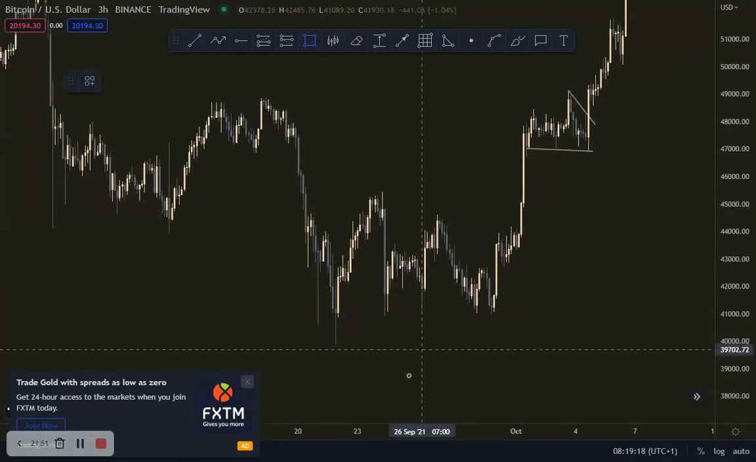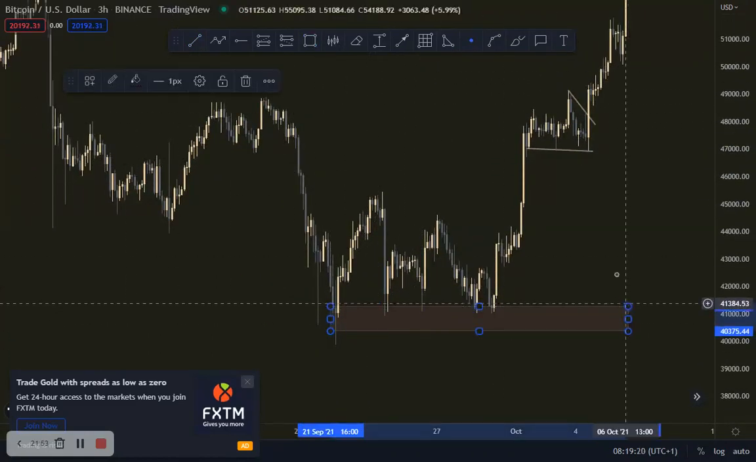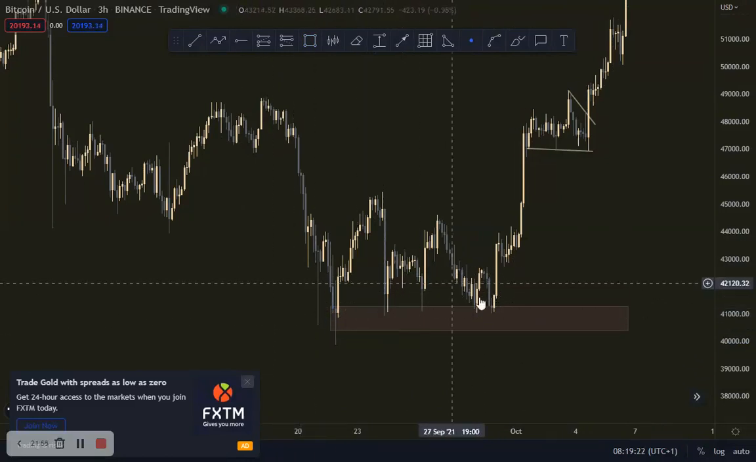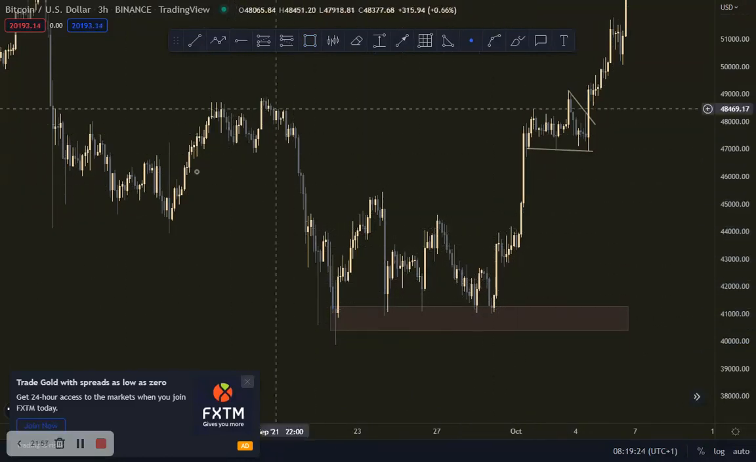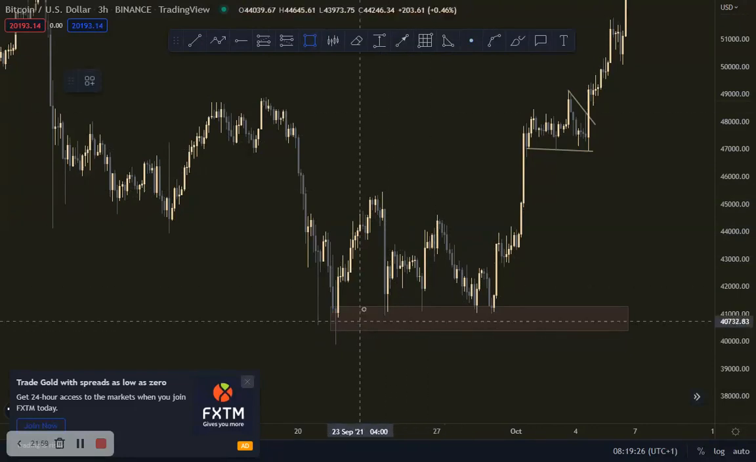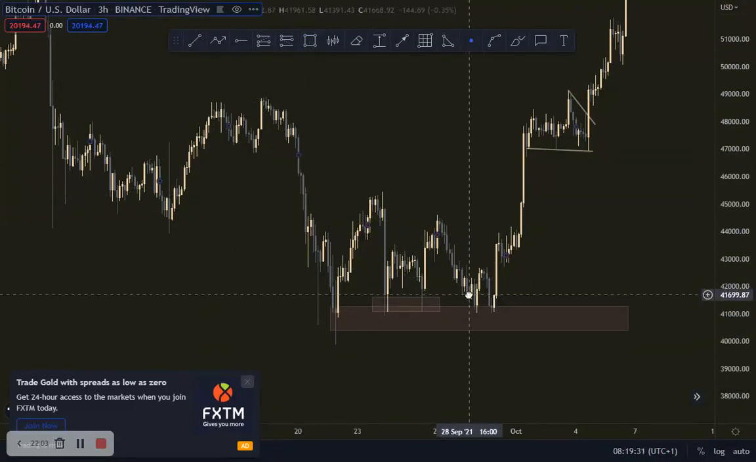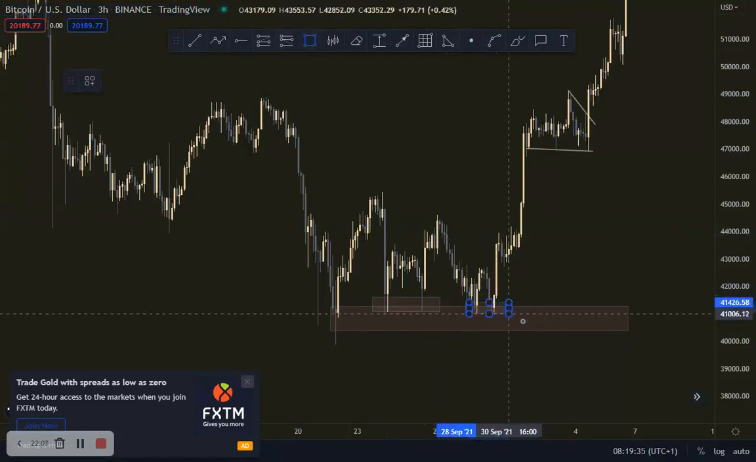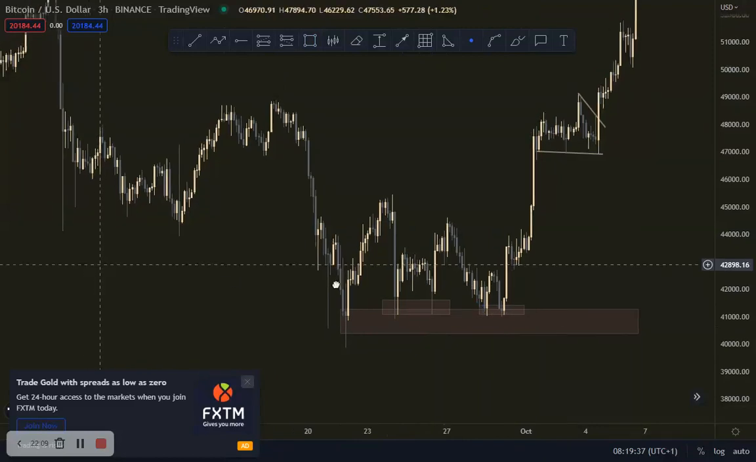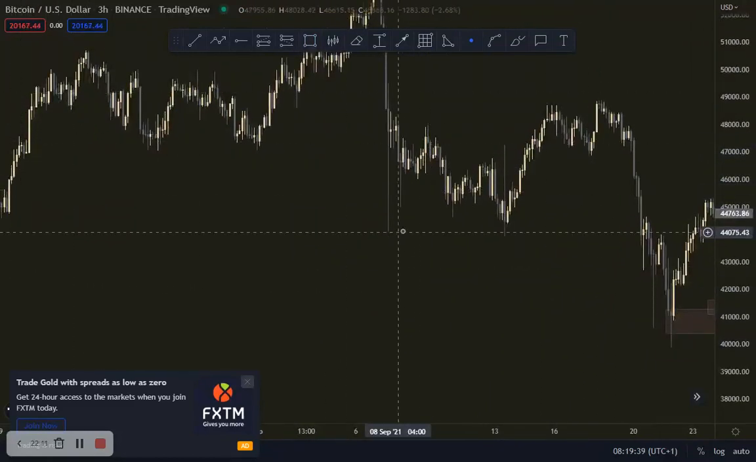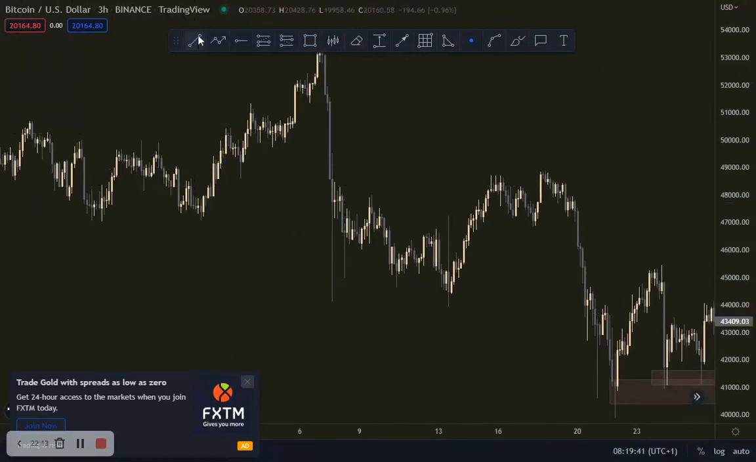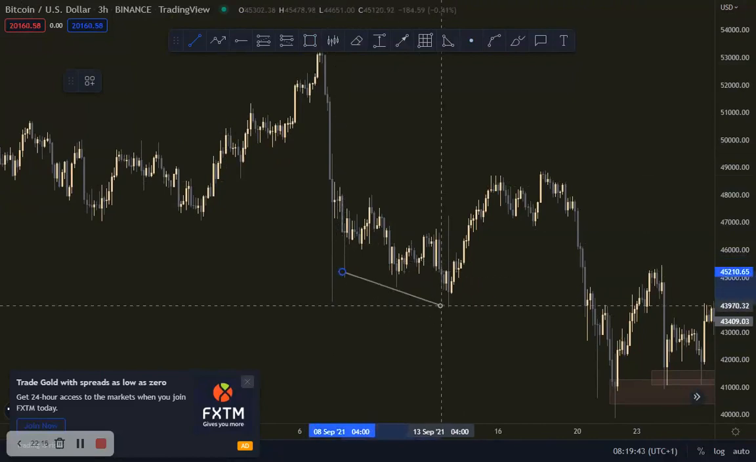This is a triple bottom. First rejection, second rejection, third rejection. Inside this triple bottom, you can find double bottoms, double bottom, double bottom. This is a double bottom, right? So catalyst for an uptrend, and take a look at this.